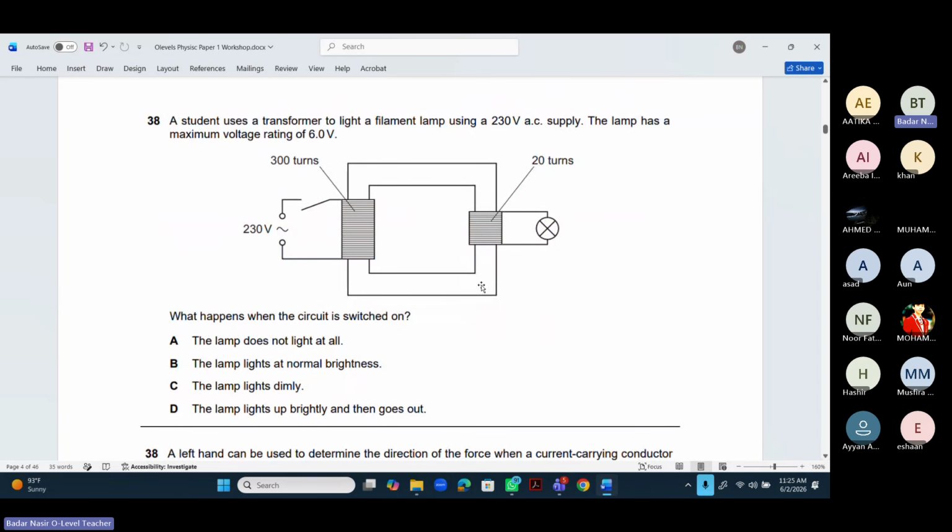A student uses a transformer to light a filament lamp using a 230 volt AC supply. The lamp has a maximum voltage rating of 6 volt. What happens when the circuit is switched on? So the lamp does not light at all. The lamp lights at normal brightness. The lamp lights dimly. The lamp lights up brightly and then goes out. Okay.